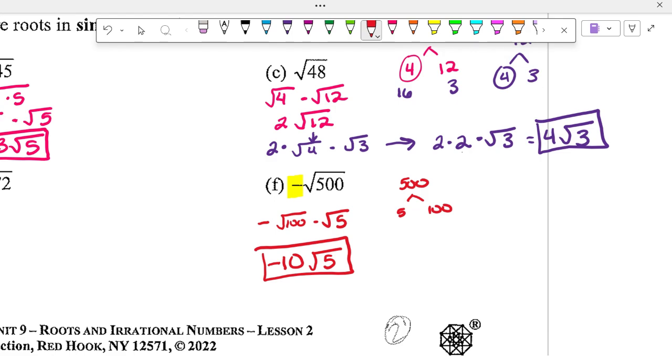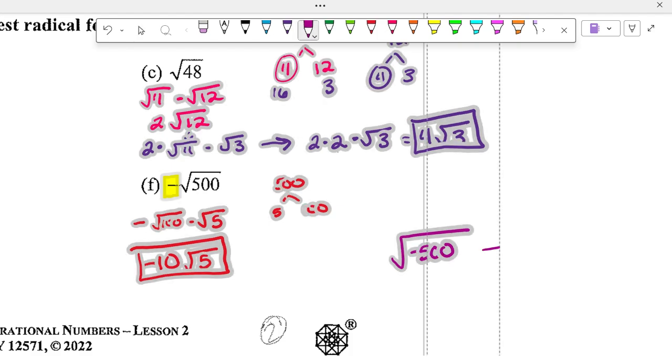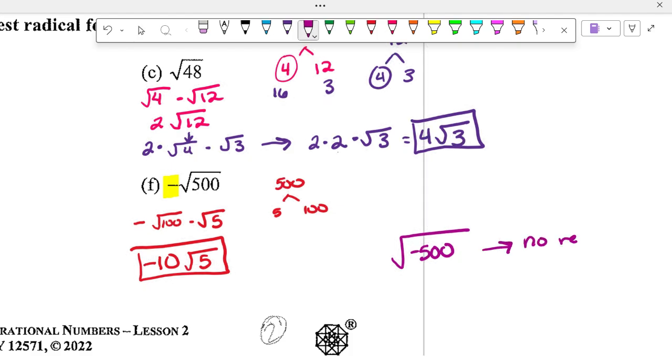Any questions on simplifying radicals? Now, this brings up a good point. What happens if, hypothetically, I had the square root of negative 500? We can't solve it yet. Right now, as far as you guys know, there's no real solution because it's not a real number. On Monday, we're going to talk about how you handle that. This introduces imaginary numbers. So there's real numbers and there's imaginary numbers.